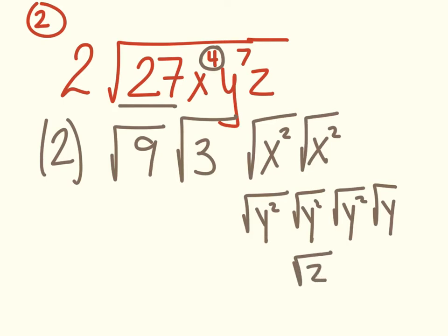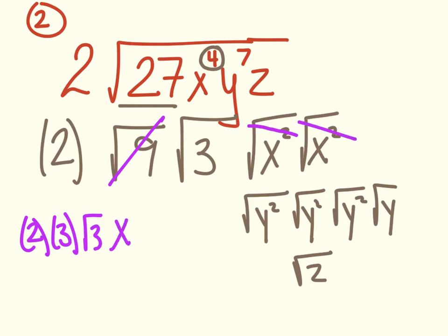All right, so I'm just going to go through and write down everybody I know. I'm going to leave this 2. This turns into a 3. That's going to stay a radical 3. The square and square root cancel. The square and square root cancel. Square and square root cancel. Cancel. Cancel. Then I'm left with a radical y and a radical z.